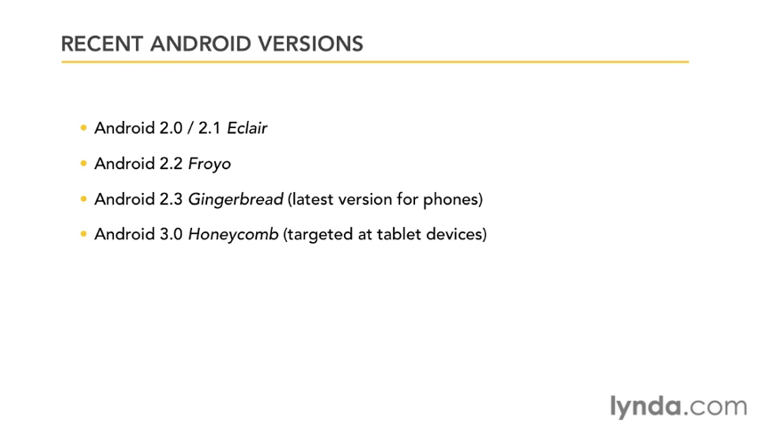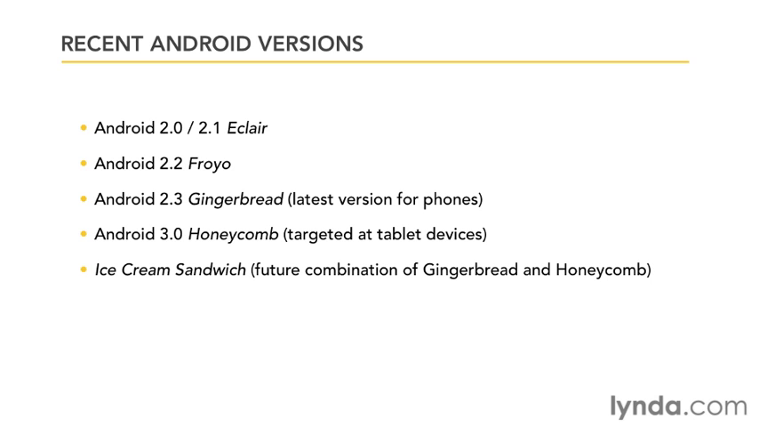Now there is Android 3.0 Honeycomb, but what's unique about this is it's geared only for tablets. Some of the new tablet devices, such as the Motorola Xoom, have this new version of Android targeted at tablets. In the future, and again, this is the latest news that we have, the next version is going to be called Ice Cream Sandwich. This is actually going to be a combination of Gingerbread and Honeycomb. So it's bringing these two versions together, and it will be a unified OS version for tablets and phones. So that's the recent Android versions that are out there today.